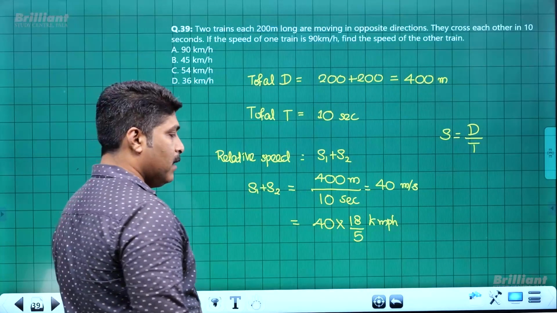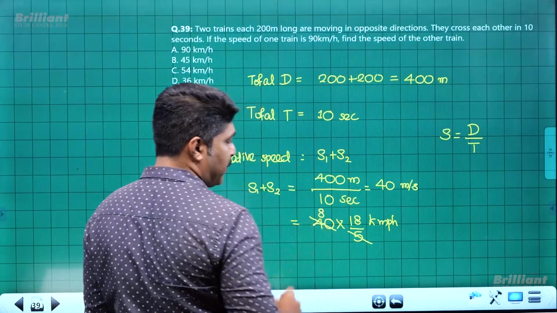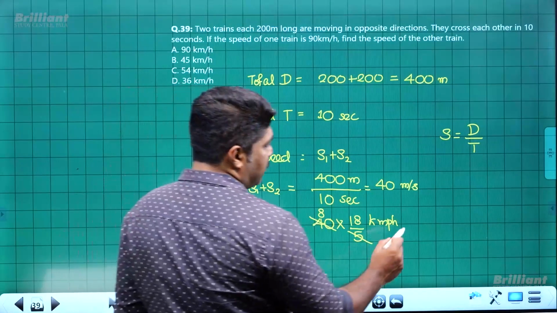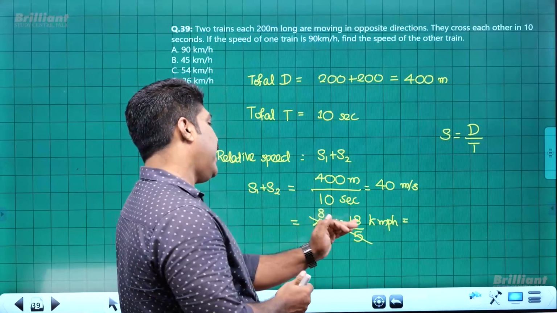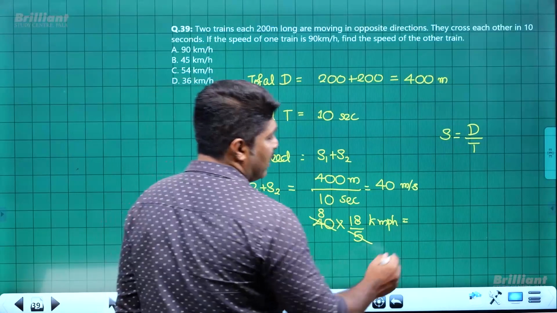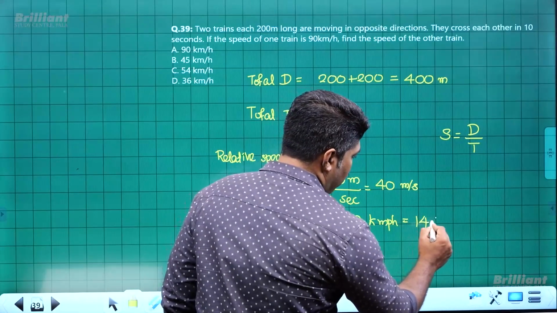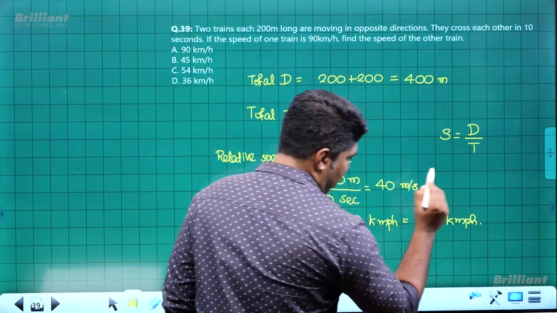Got it? So we can simplify it like this. This is 5 into 8. What is 8 into 18? You can do it by mind. 10 times 8 is 80. 8 times 8 is 64. 80 plus 64 is 144. That is 144 kilometer per hour.